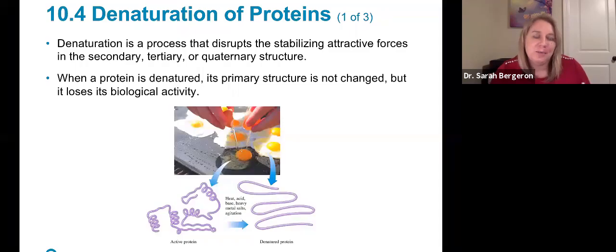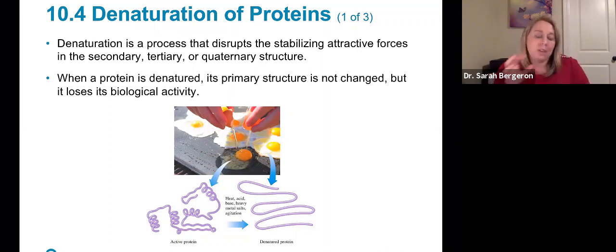All right, so we are on chapter 10, section 4. We're doing what happens to proteins when things go wrong, and that's denaturation of proteins, right? So we know that we have attractive forces that stabilize our protein because of secondary, tertiary, and quaternary interactions, right? And so all of those attractive forces stabilize this one protein and hold it all together.